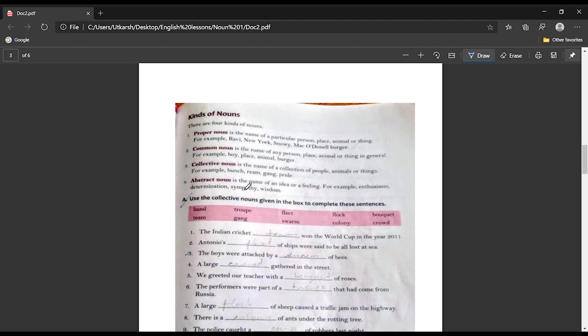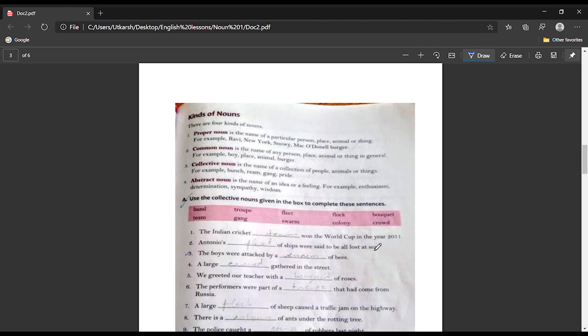An abstract noun is the name of an idea or a feeling. For example, enthusiasm, determination, sympathy, wisdom. These are some of the abstract nouns. Now, use the collective nouns given in the box to complete these sentences.